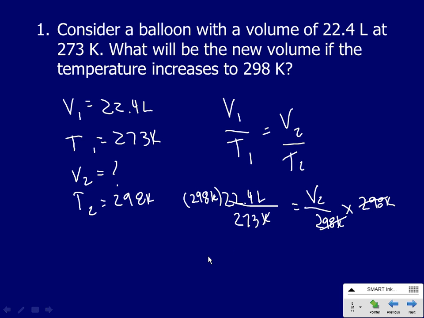All right, Sean, now you can give it up. 20.53? 20.52. It looks like three significant digits, so 20.5. Okay? And that's what? Liters. V2.